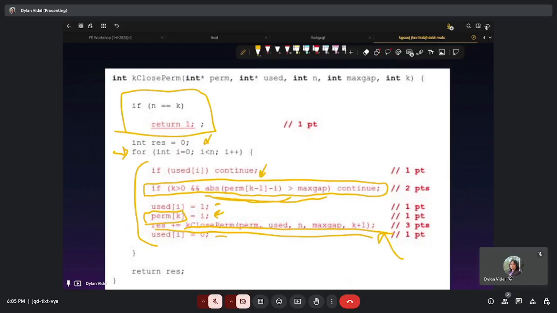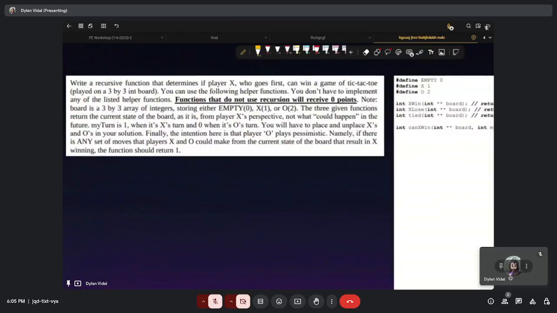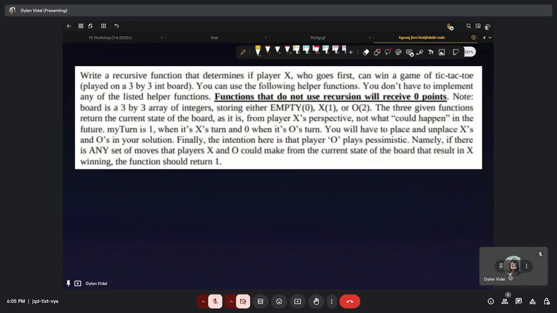Cool? All right, so now for the tic-tac-toe problem. Has anyone seen this one before? Yeah, I've heard there are rumors about this problem. This is one that Leo and I had to solve. This was May 24. I don't even know why this was on the FE.